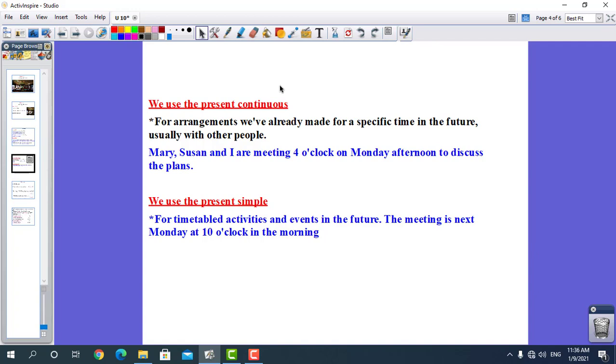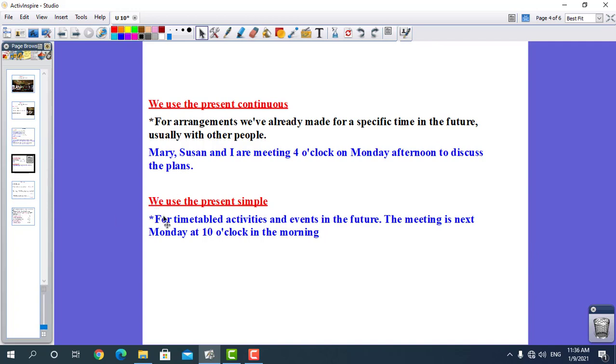Mary, Susan and I are meeting at 4 o'clock on Monday afternoon to discuss the plans. So this is fixed arrangements for the future. When we say, I am meeting the boss next Monday at 11 o'clock at his office, someone else talks about the doctor, like we say, I am seeing my doctor next evening. I want to have my teeth checked.